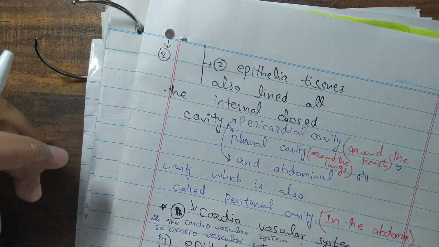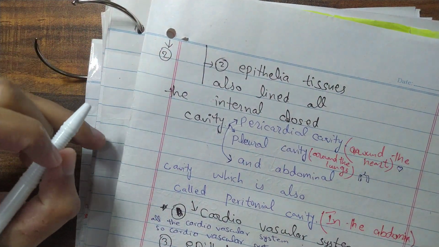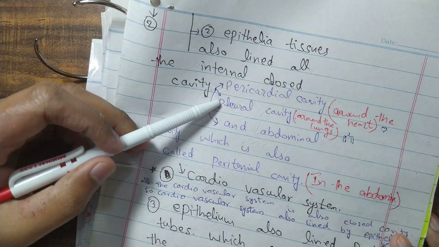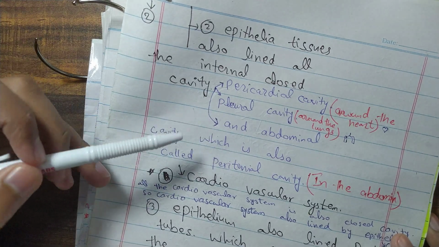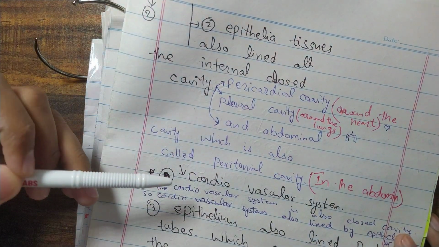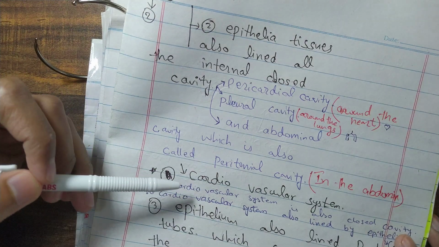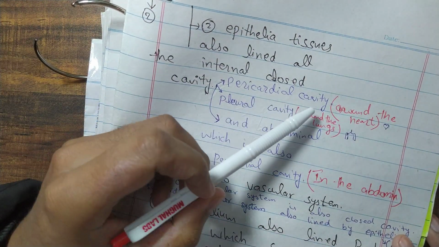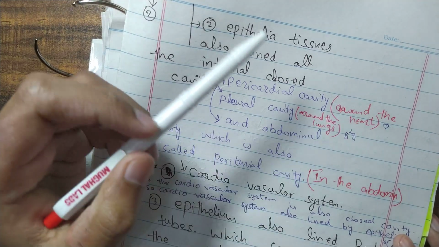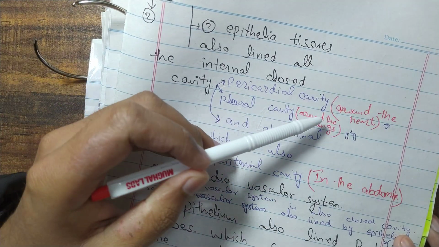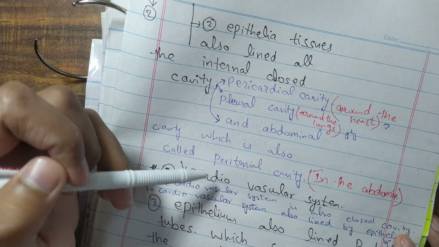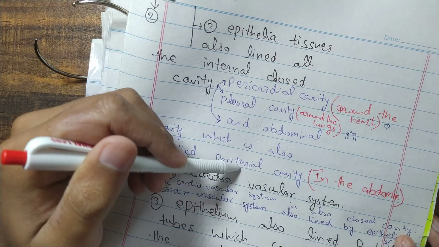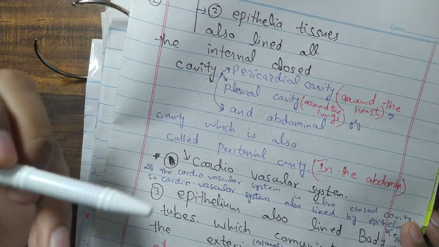Epithelial tissue also lines all the internal closed cavities: the pericardial cavity, pleural cavity, and abdominal cavity, which is also called the peritoneal cavity. The pericardial cavity is around the heart, the pleural cavity is around the lungs, and the peritoneal cavity is in the abdomen.